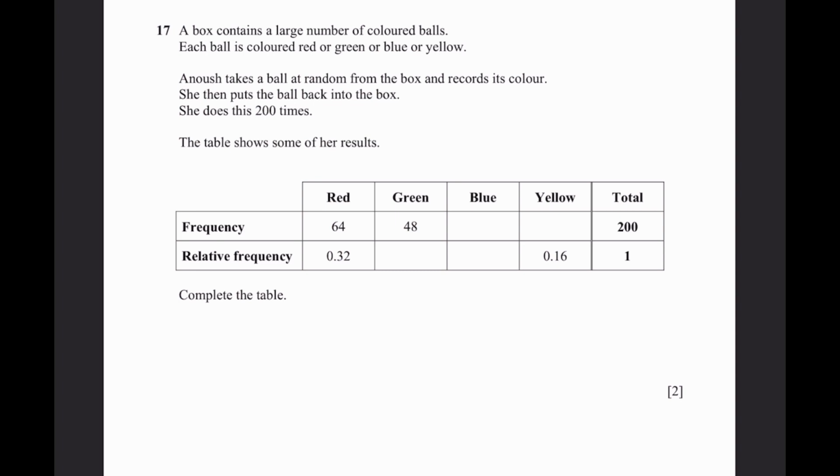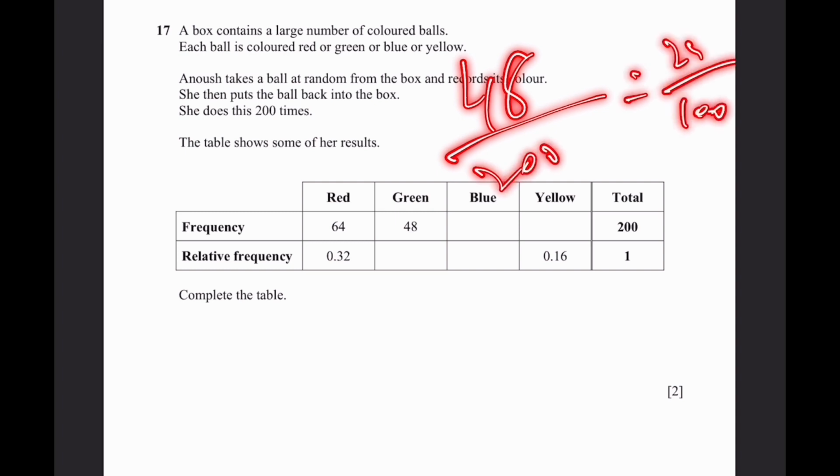Each ball is colored red or green or blue or yellow. Anush takes a ball at random from the box and records its color. She then puts the ball back in the box. She does this 200 times. Complete the table. For this, we need to see the proportion. So if there are 64 balls, we have 0.32. Now 48 balls means 48 by 200, which is 24 by 100, 0.24.